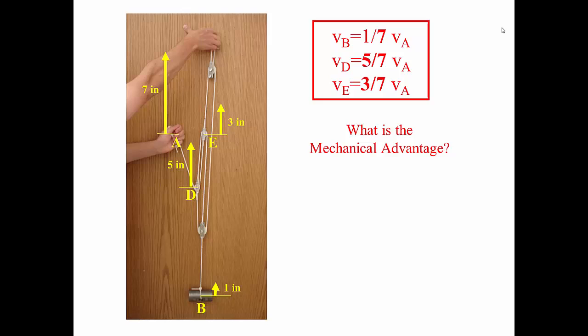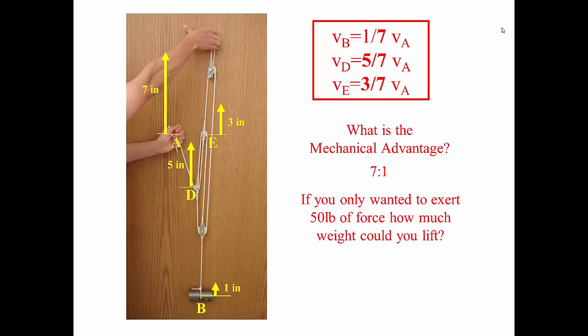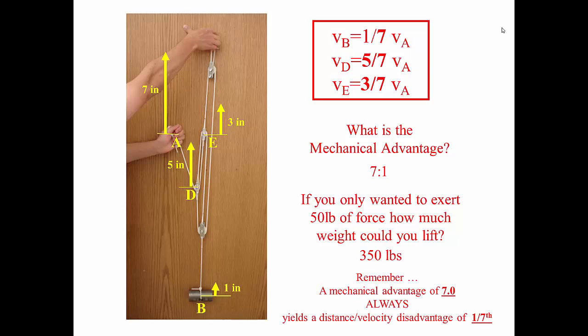What is the mechanical advantage? In this case, it's a 7-to-1 mechanical advantage. If you only wanted to exert 50 pounds of force, how much weight could you lift? Well, knowing that it's a 7-to-1 mechanical advantage, if we apply 50 pounds of force, then we should be able to lift 7 times that, or 350 pounds. Remember, a mechanical advantage of 7 always yields a distance and velocity disadvantage of 1/7.